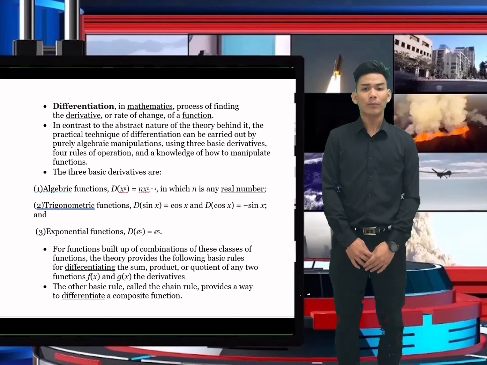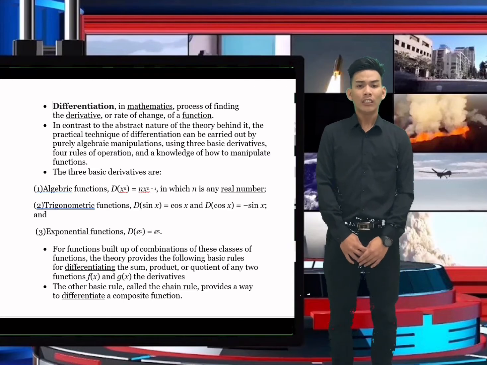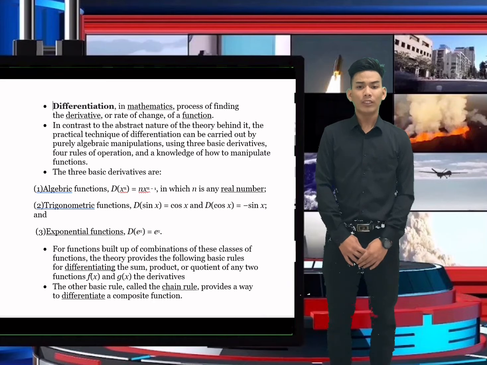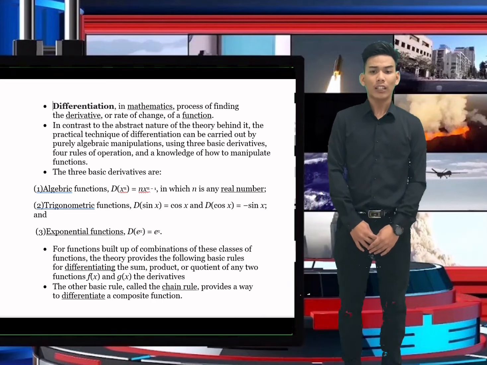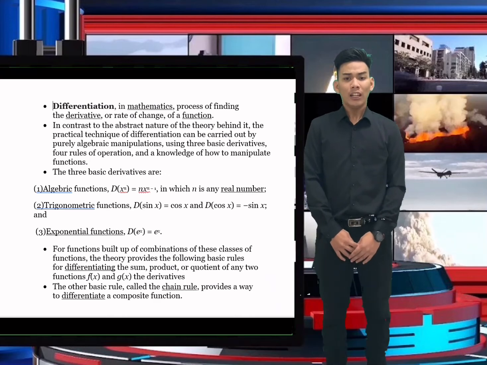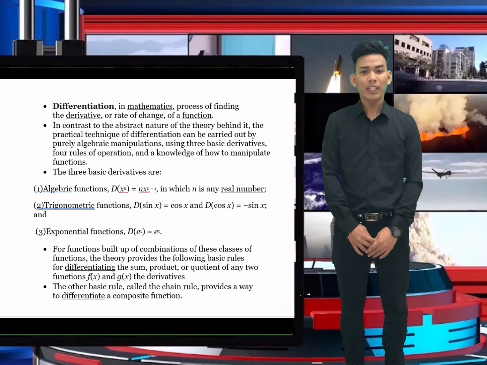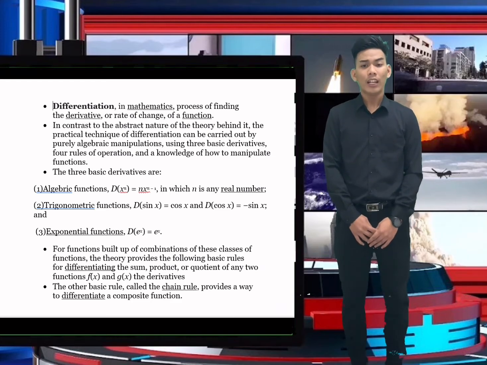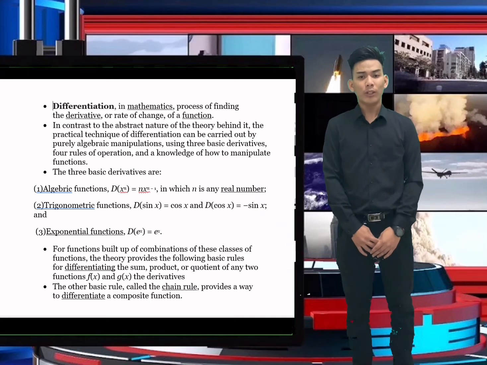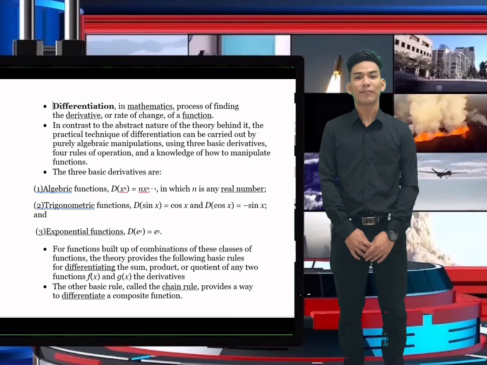For functions that are a combination of these classes of function, the theory provides the following basic rules. For differentiation of some product or quotient of any two functions, that is f(x) and g(x), the derivative. The other basic rule, called the chain rule, provides a way to differentiate a composite function.